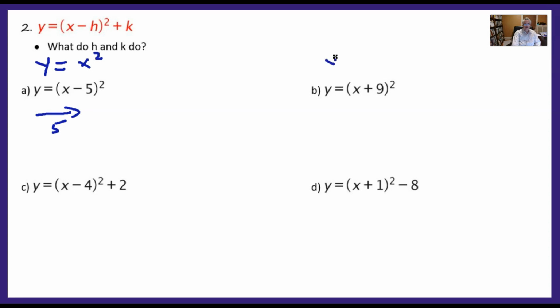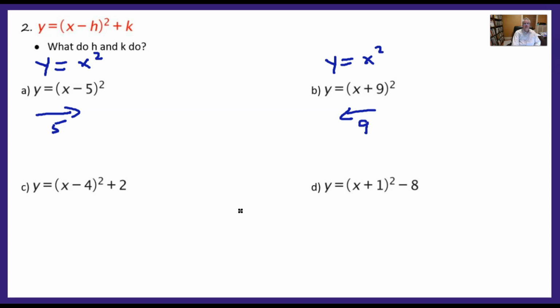Same thing here. If we start with a function and we replace x with x plus 9, we're doing something to the input, the argument of the function. That's going to shift it to the left by 9.